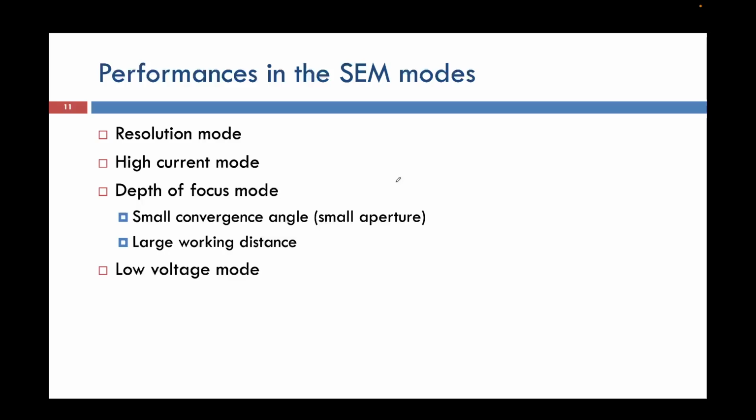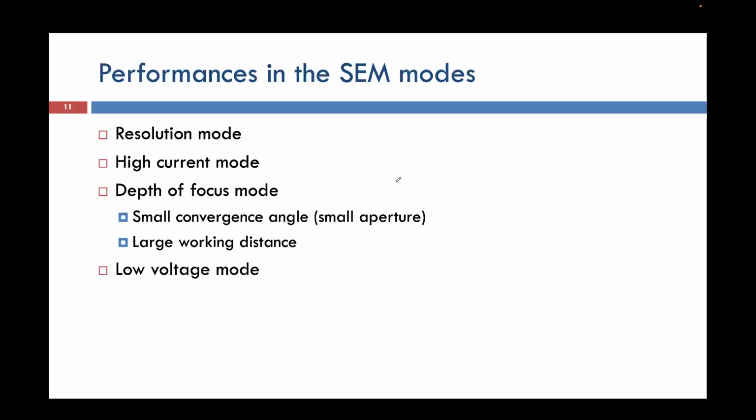You cannot go to a single set of parameters saying that I will get everything. So you have to decide which part you want to focus your beam on, and then accordingly you have to decide. We generally map our material or specimen. So there are different kinds of modes. One is resolution mode, high current mode, depth of focus mode, and low voltage mode. So these are the modes, just for your information.